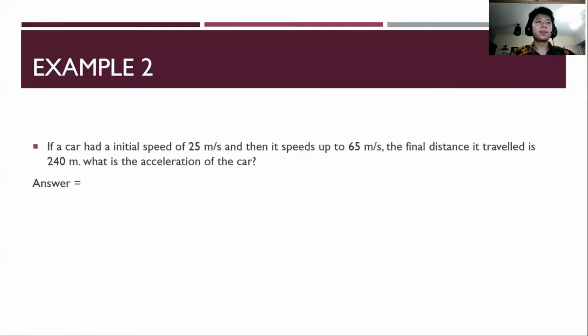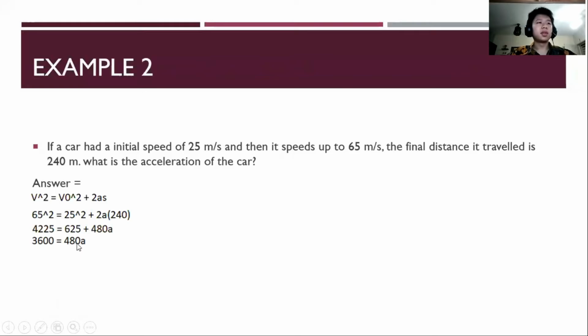So the formula we're going to be using is V squared equals V0 squared plus 2AS. V is final speed, so 65 squared. V0 squared, initial speed, 25 squared, plus 2A times S, 240. So 65 squared is 4225, 25 squared is 625, and then 2A times 240 equals 480A. So since we want to find the A, 625 is gonna be changing sides, so 4225 minus 625 is gonna be 3600, and then equals 480A.